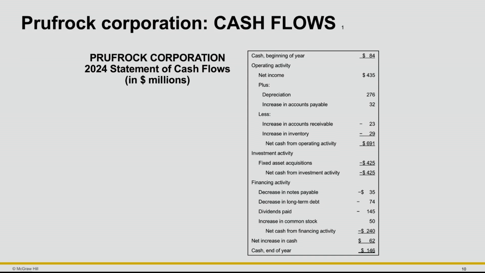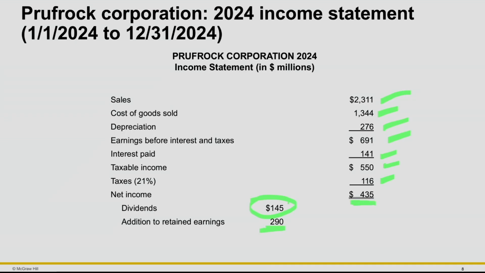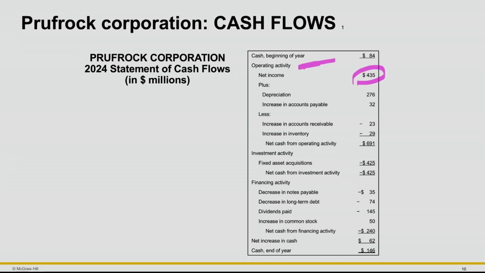All right, so here is our statement of cash flows. And I'm going to change the color on this marker. And so here we have operating activities. And so we start off with the net income. And again, that comes from our income statement right here. All right. And we're going to add back depreciation and an increase in accounts payable, because that's all related directly to the operation of the business.